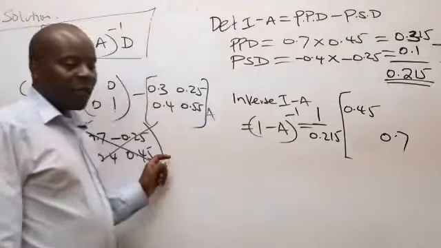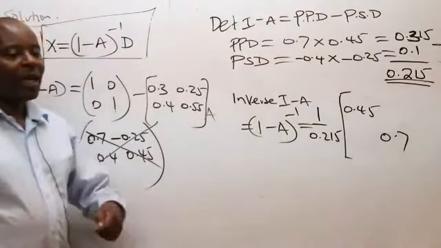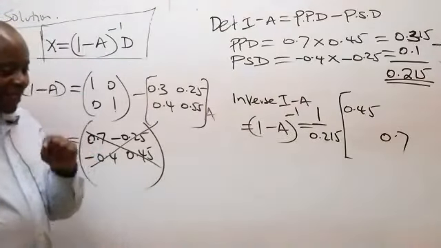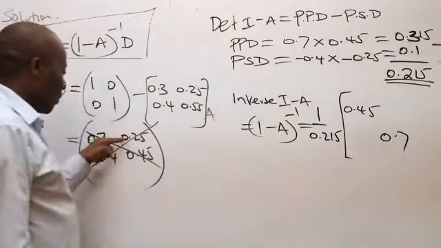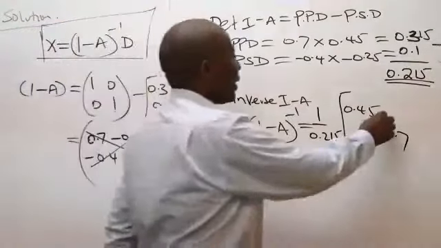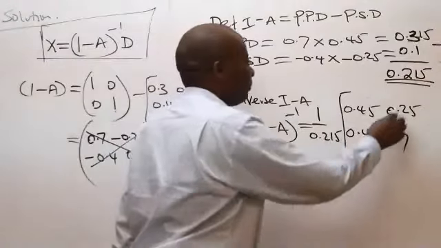How about secondary elements? Secondary elements, we change their signs. We retain their positions, but we change their signs. So here, ladies and gentlemen, this was negative; now we have 0.25 here and 0.4 here.